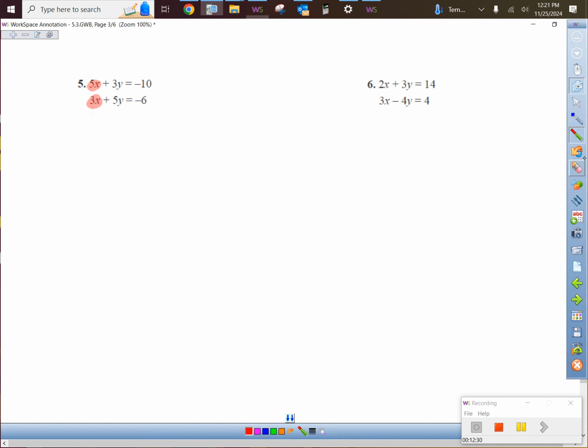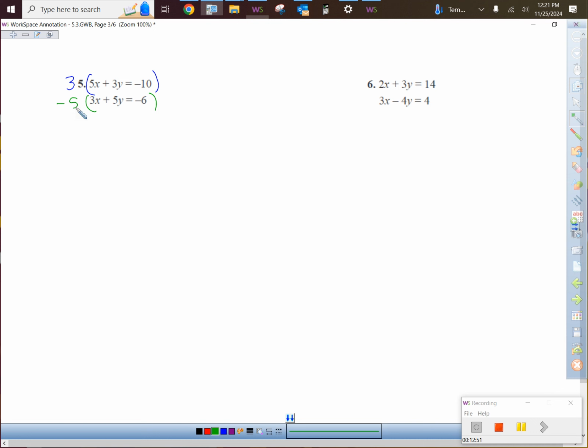So let's do it one at a time. Top one, let's turn him into 15x. What would I need to take the top line times to turn him into 15x? 3? Cool. Then let's real quick go down to the bottom one before we lose our train of thought. And I need to turn the bottom one into a -15x. What would I need to take the bottom one times? -5.